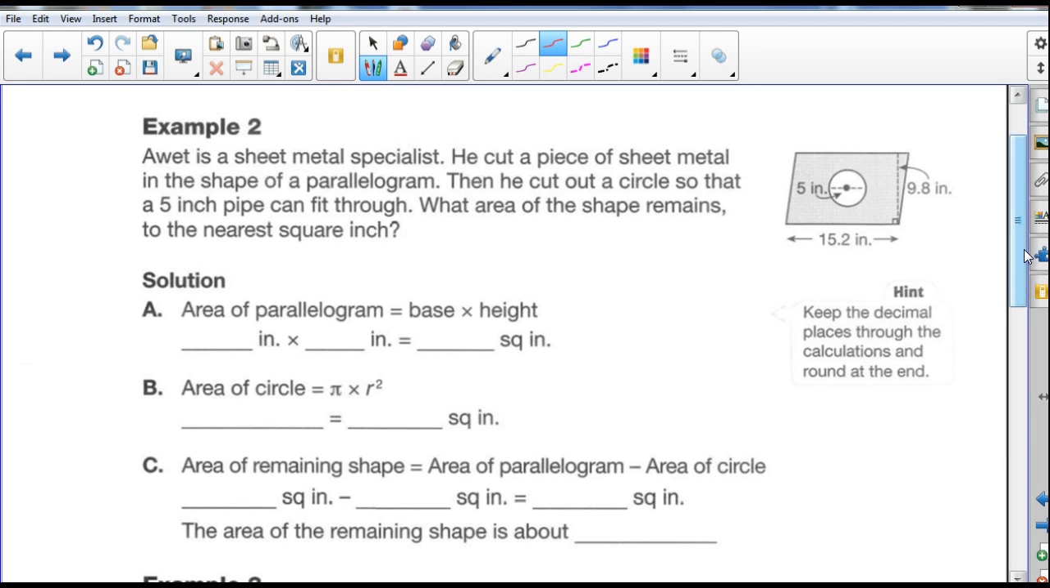Awad is a sheet metal specialist. He cut a piece of sheet metal in the shape of a parallelogram. As you can see to the right, there's our parallelogram. Then he cut out a circle so that a 5-inch pipe can fit through. What area of the shape remains to the nearest square inch?